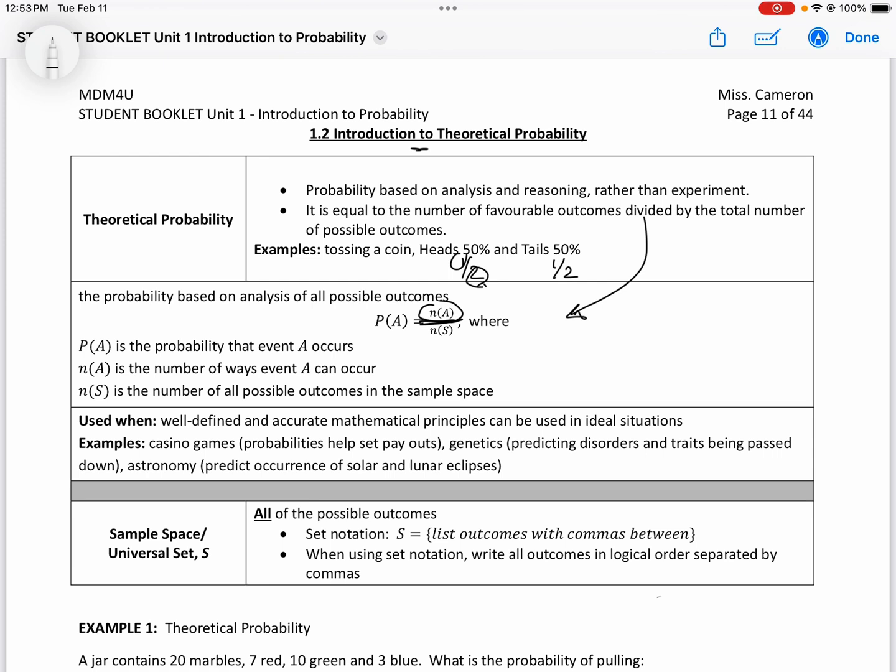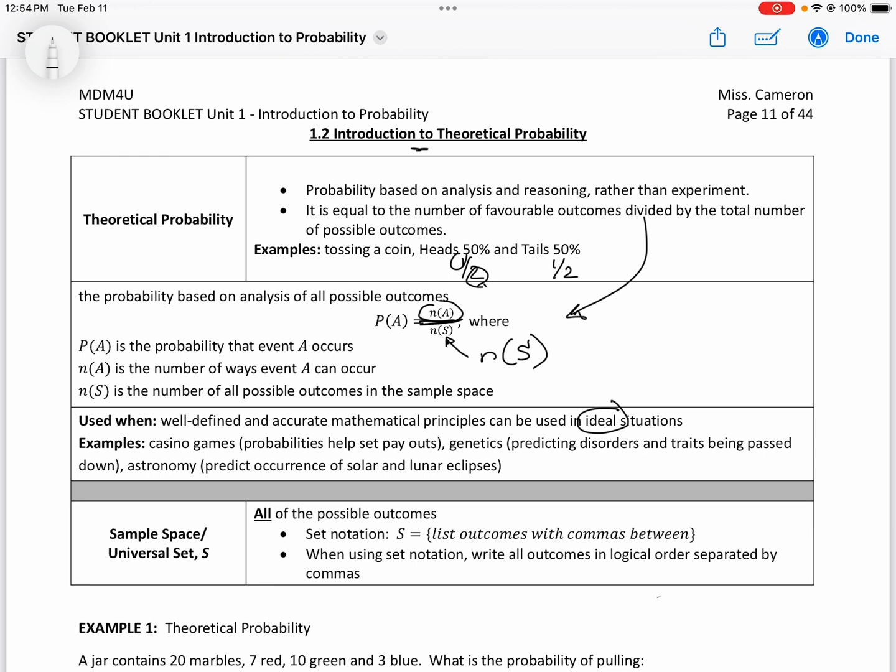Again, the number in the universal set is n(S), and the universal set is denoted by a capital S. This is used in well-defined and accurate mathematical principles, and can be used in ideal situations. For example, casino games, where the probabilities help to set payouts. There's genetics, predicting disorders and traits being passed down, or in astronomy, predicting the occurrence of solar and lunar eclipses.